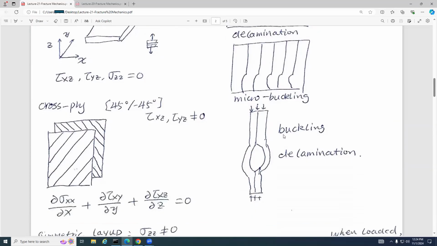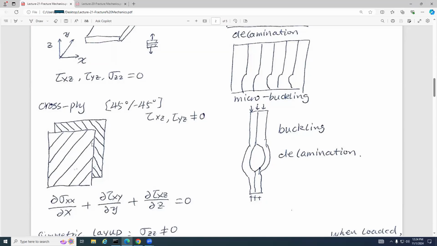Here is another buckling, a buckling delamination. So you have two layers oriented this way, and then you apply the load. Because of buckling, this layer and this layer separate. So this is called buckling delamination. Delamination means the separation of adjacent layers. The buckling here is because you apply the load. So this is the one thing.